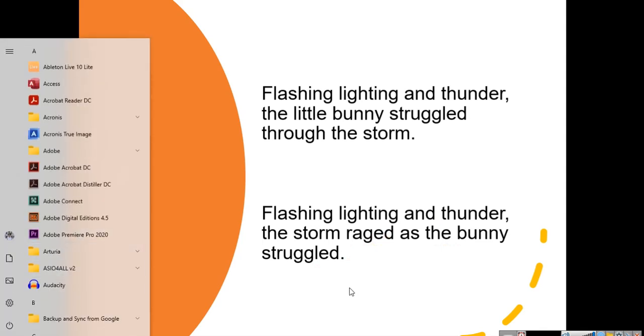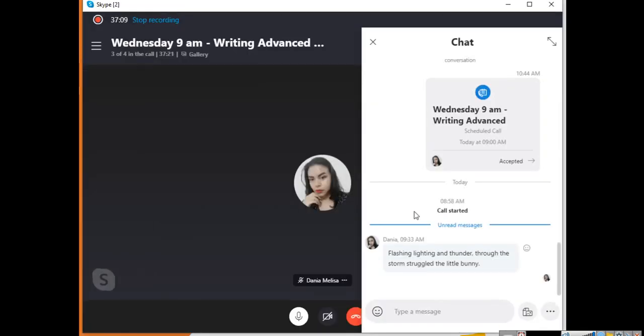Let's look at Daniel's. Flashing lightning and thunder, through the storm struggle the little bunny. Yeah, that one is also correct because you're talking right after the modifier. You're talking about the storm. So this one is correct. Also, this is a very fascinating word that you did. Through the storm struggled the little bunny. In this case, I can talk at the same time about the storm and also the bunny. So very good.